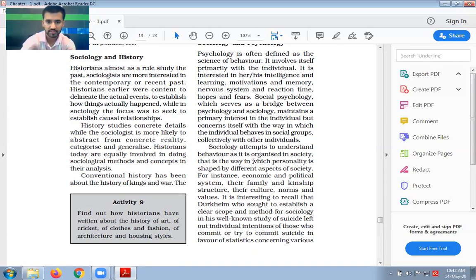Sociology attempts to understand behavior as it is organized. That is why personality is shaped by different aspects of the society, right?